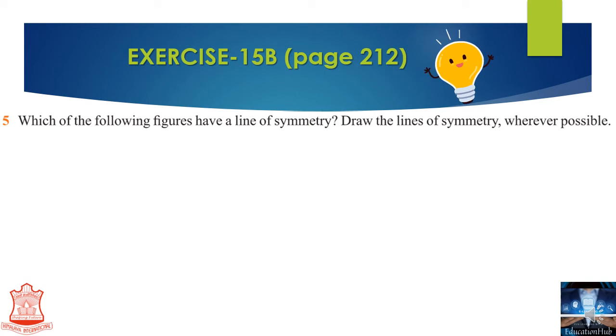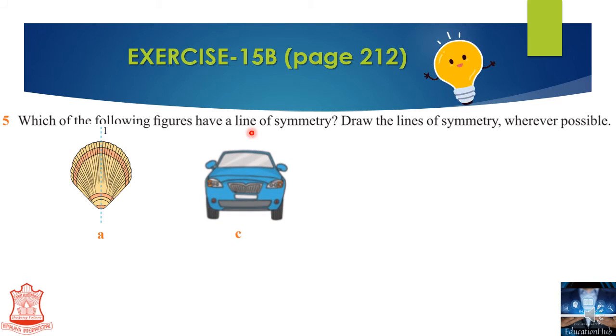Then the next comes is your question number 5. Which of the following figures have a line of symmetry? Draw the lines of symmetry wherever possible. That means A part. Can we divide this figure into two equal parts? Yes. So this is our line of symmetry. We can divide this figure into two equal parts using this line. So it has one line of symmetry.